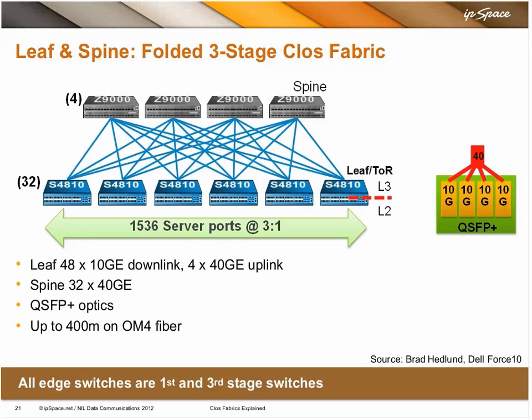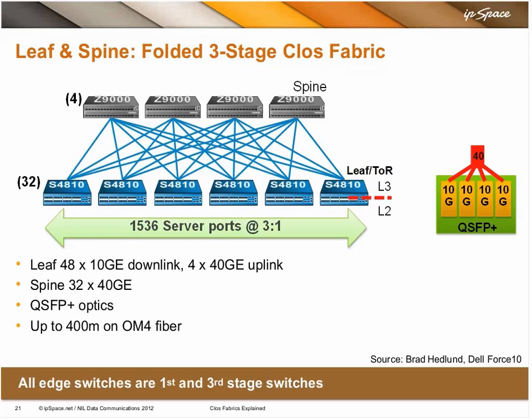So in this case here with the Z9000, at 40 gig, there's a port count of 32 on each switch. So because of the spine switch having a port count of 32 40 gigs, that means I can have 32 leaf switches maximum. And 32 leaf switches times 48 ports per leaf switch is how we get to a 1,536 server port fabric at 3-to-1 oversubscription.